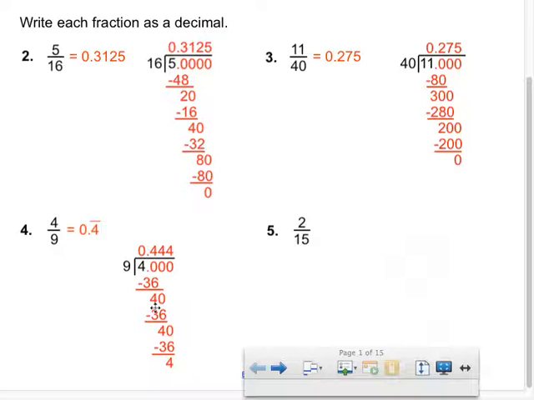And then what I get back is a 4, right? Okay, then I bring down another 0, and then guess what? I'm back to where I started. I have 40 again. How many times does 9 go into 40? 4 times. 4 times 9 is 36. And do you see what I get back? I get back 4 again. That pattern is not going to change. Do you understand?